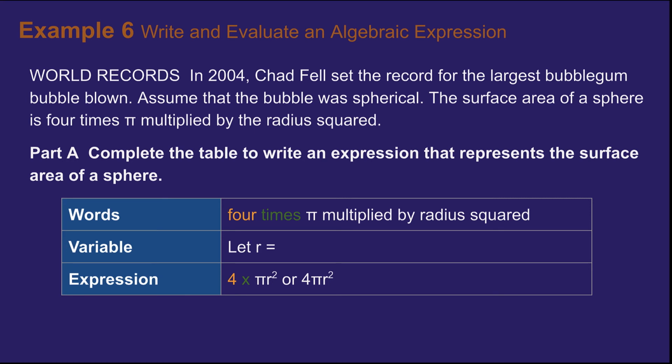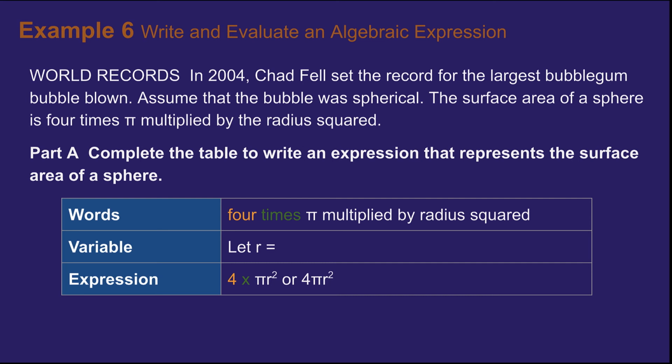Example 6. Write and evaluate an algebraic expression. Our real context here is world records. In 2004, Chad Fell set the record for the largest bubblegum bubble blown. Assume that the bubble was spherical. The surface area of a sphere is 4 times pi multiplied by the radius squared. Part A, complete the table to write an expression that represents the surface area of a sphere.